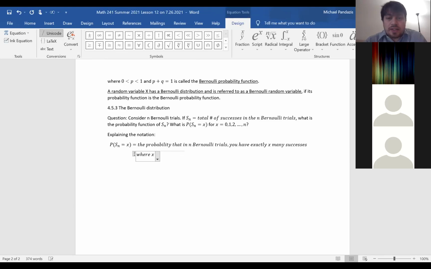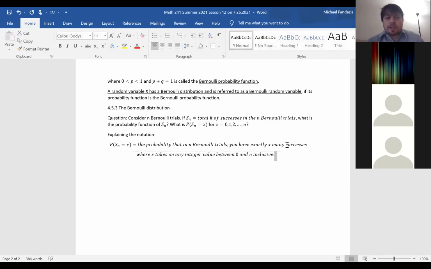Where little x takes on any integer value between 0 and little n inclusive. Okay? Meaning it could take on values of 0 and little n. Okay, so that's explaining that notation. So let's find this distribution function.